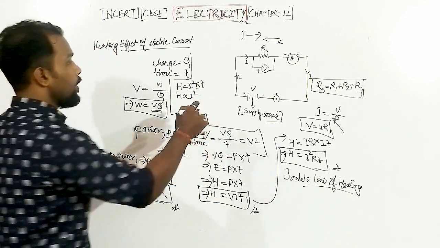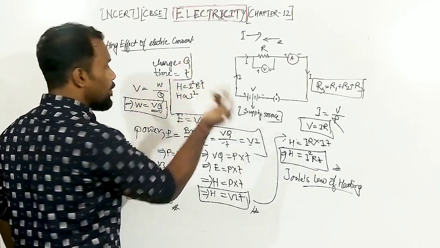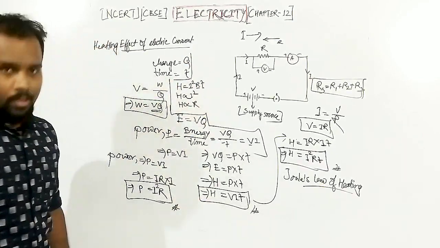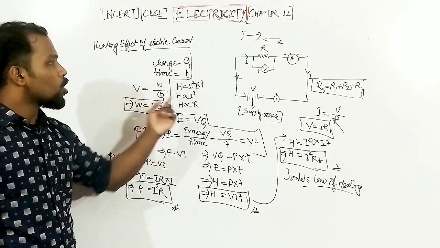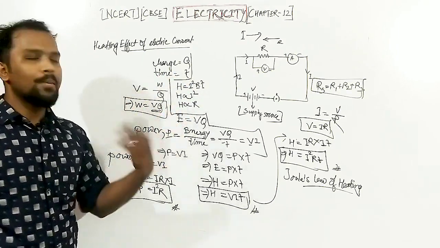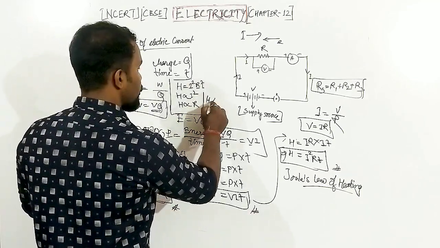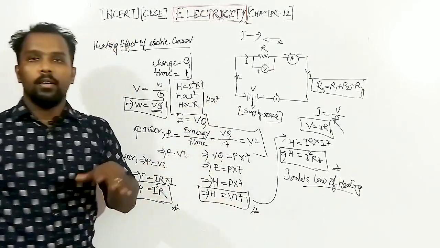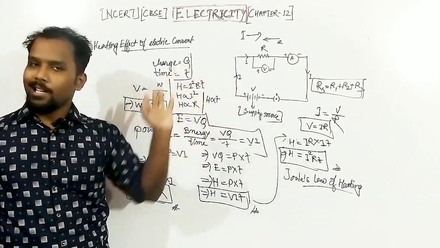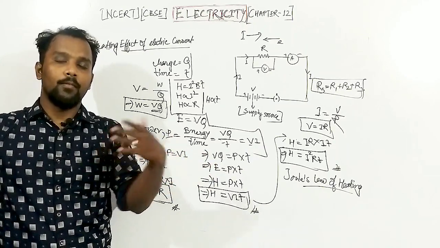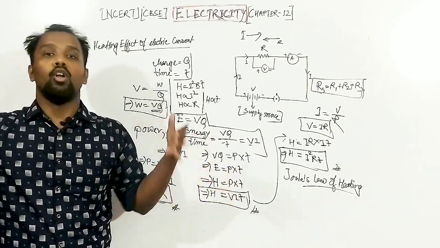Again, if I and T remain constant, heat is directly proportional to resistance too. If other things remain constant, heat is directly proportional to time too. That means H is proportional to T. If we are giving a surge across the circuit for a long period of time, there will be current flowing for a longer period of time.